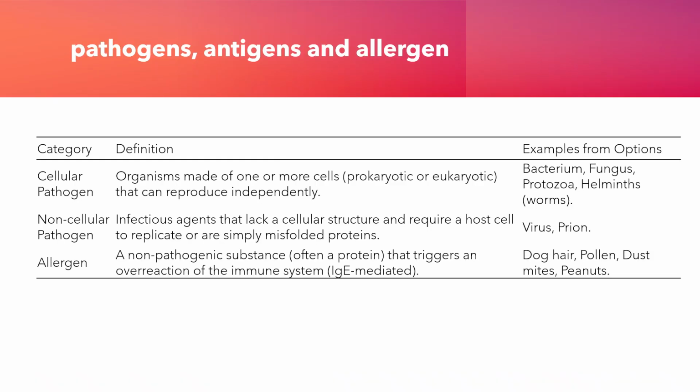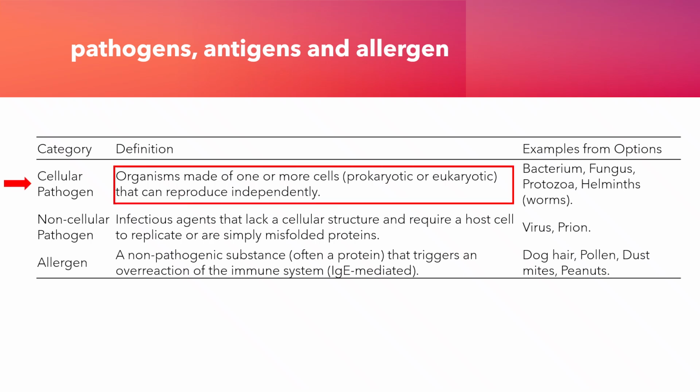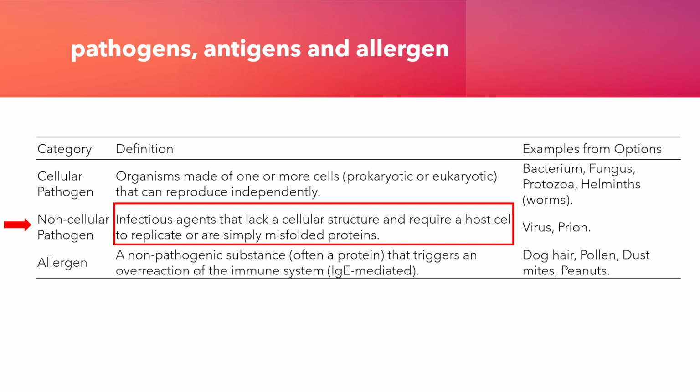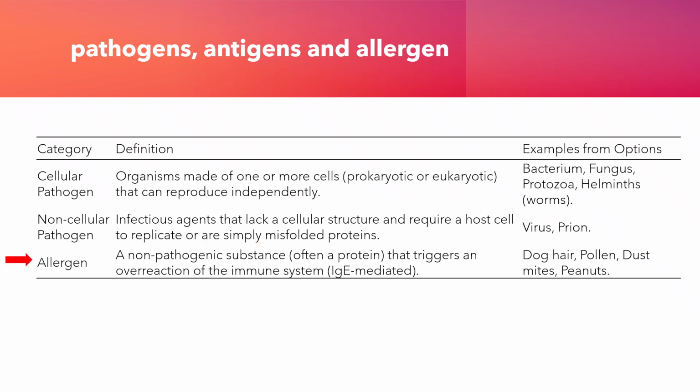In VCE biology, distinguishing between the structure of pathogens and the nature of antigens is a fundamental skill. Cellular pathogen, organisms made of one or more cells, prokaryotic or eukaryotic, that can reproduce independently, such as bacterium, fungus, protozoa, helminths or worms. Non-cellular pathogen, infectious agents that lack a cellular structure and require a host cell to replicate, or are simply misfolded proteins, such as virus, prion. Allergen, a non-pathogenic substance, often a protein, that triggers an overreaction of the immune system, IgE-mediated, such as dog hair, pollen, dust mites, peanuts.